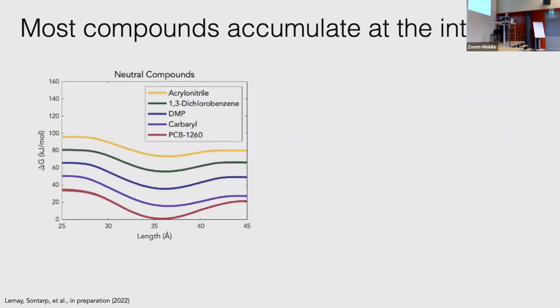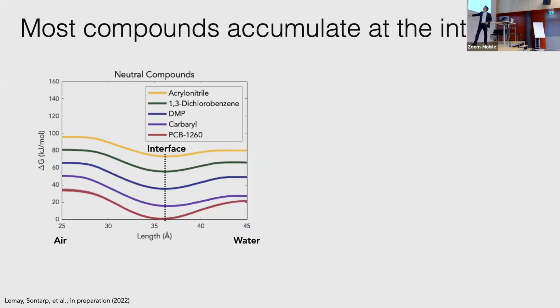Cool, so we get this kind of stuff. Essentially, all the compounds that we looked at have a free energy minimum at the interface, except for 1 or 2 or 3, if I remember correctly. This is showing it for a selection of 5 different neutral compounds. There's a plateau on the left in the bulk air phase. There's a plateau on the right in the bulk water phase. And there's a free energy minimum near the interface over here.